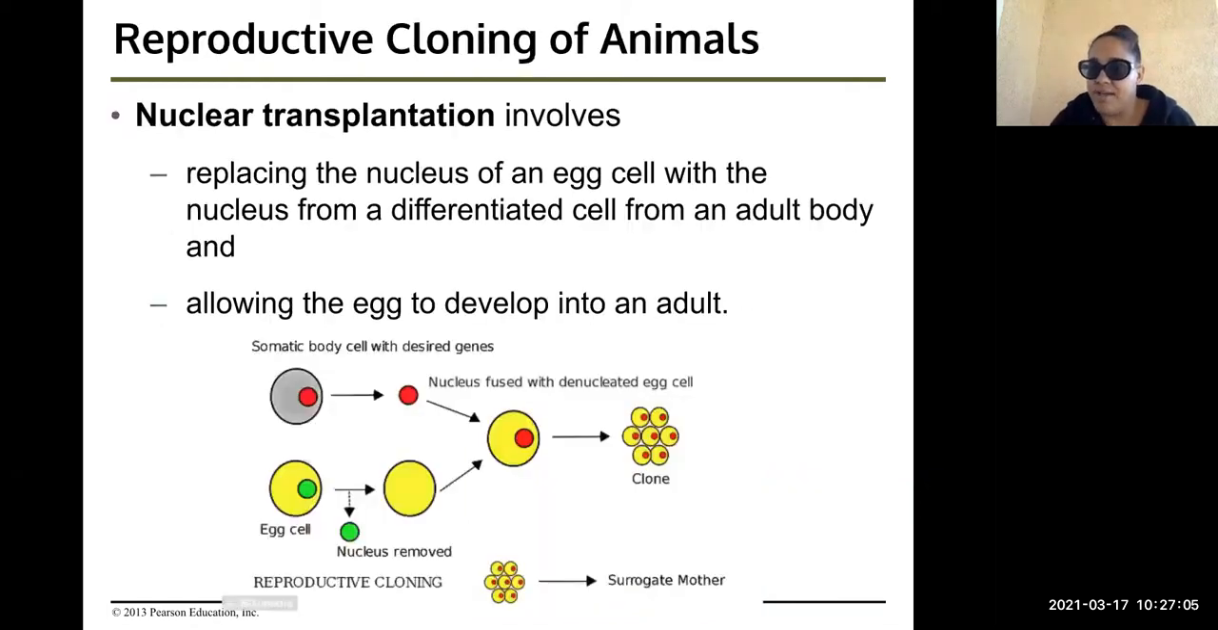The reproductive cloning of animals. Nuclear transplantation is the process to make this happen. And humans have cloned animals. They have not cloned other humans, but they've cloned animals. So it involves replacing the nucleus of an egg cell with the nucleus from a differentiated cell from an adult body, and then allowing the egg to develop into an adult. So they basically take the nucleus of the egg cell out, and then replace it with a cell that's already differentiated, and then they just let it grow and see what happens.